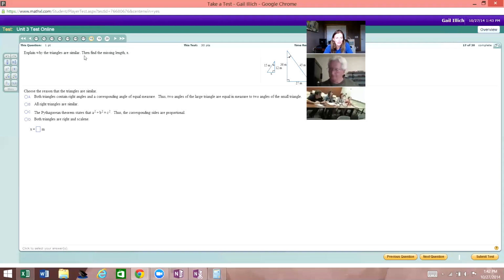Explain why the triangles are similar, then find the missing length. Okay, so if we look at this, we've got 2 right angles, and then we've got these angles that are the same. If you have 2 angles that are the same, the triangles are similar. So both triangles contain right angles and a corresponding angle of equal measure. I'm going to go with this one. That's choice A. Now we want to find x.